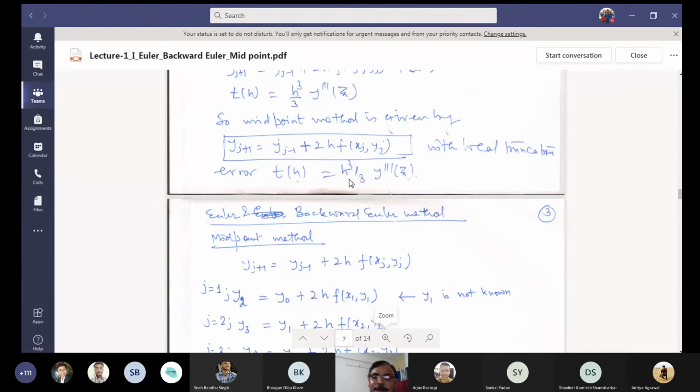What is the local truncation error here? It is h cube, I will explain that in the next point. It is h cube by 3, not 3 factorial. It was 2 times h cube by 3 factorial, so the 2 gets cancelled out. So basically h cube by 3 y triple prime at psi, right?